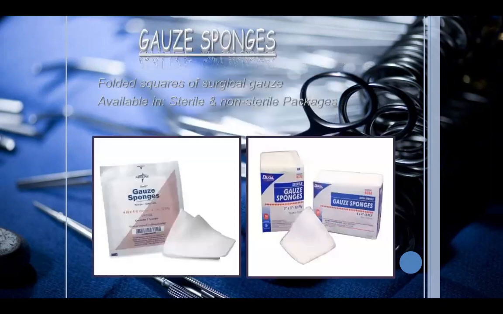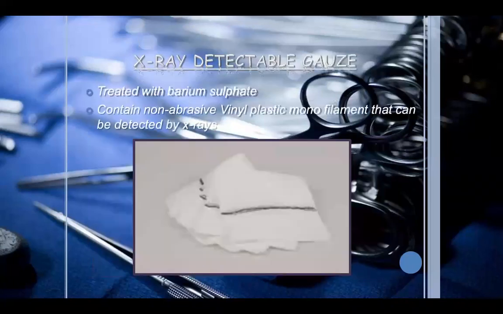Then gauze sponge, a folded square of surgical gauze available in sterile and non-sterile packaging. You can see various types of gauze sponge there. When there is oozing of blood, or a boil or abscess, they are applied there. X-ray detectable gauze is treated with barium sulfate. It contains non-abrasive vinyl plastic monofilament that can be detected by X-ray. So this is known as X-ray detectable gauze.